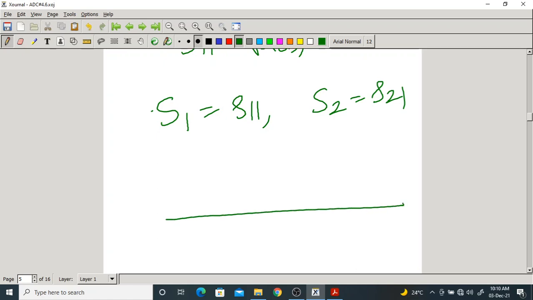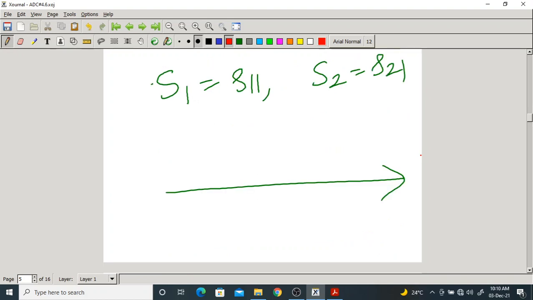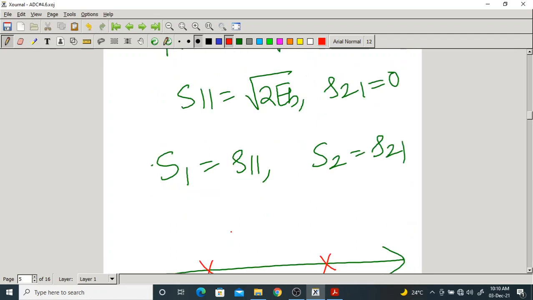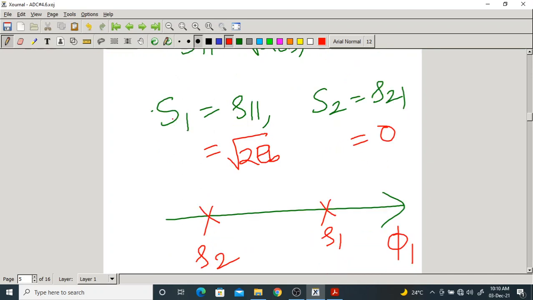It is only one dimensional. So please remember, n equal to 1 means it is a one dimensional constellation, because the dimensionality depends upon the number of basis functions. Okay, this is phi 1. So we should denote s1, s2. What is s11? That is root of 2 Eb. What is s21? 0. So now the vectors become simply points.